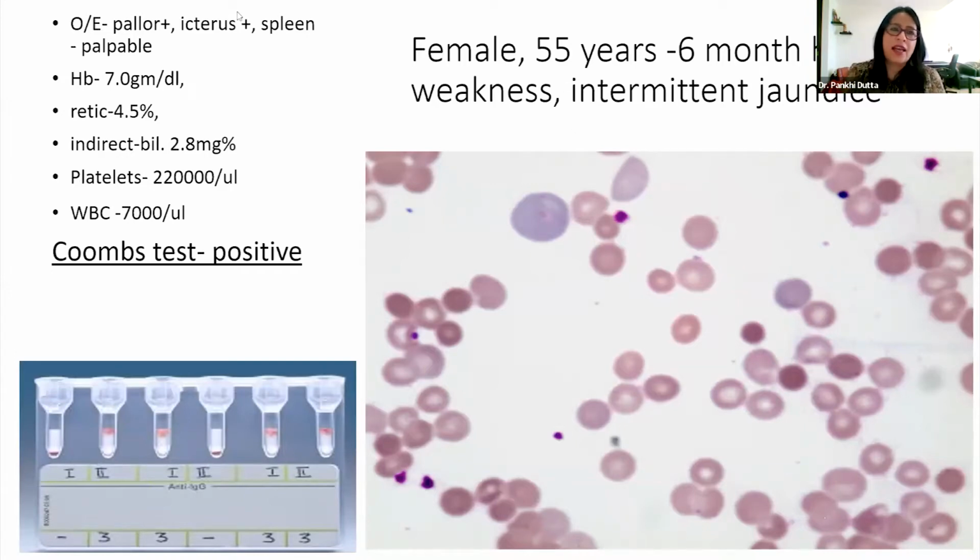So this patient had pallor, had history of jaundice. There was icterus at presentation, just palpable spleen, anemia with some reticulocytosis. Indirect bilirubinemia is definitely raised, while the WBCs and platelets were normal. In such a situation, the first test we are going to do is, of course, a Coombs test, which was positive. So this was a case of autoimmune hemolytic anemia.